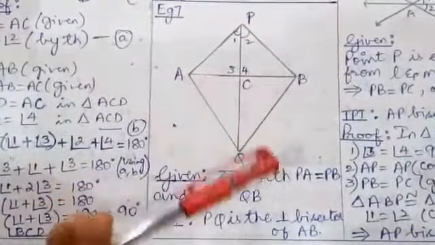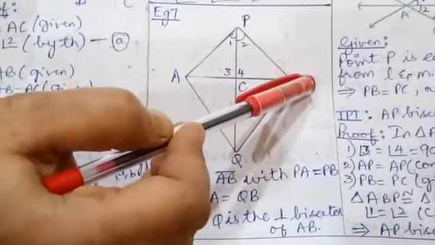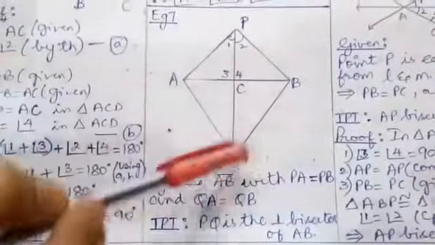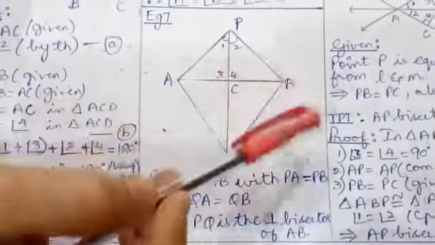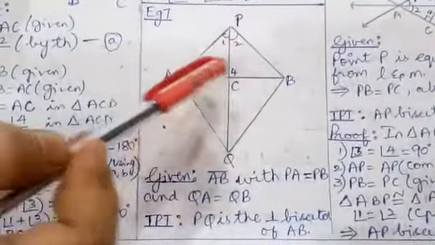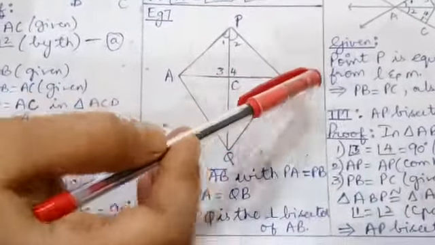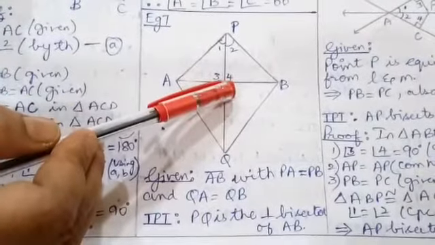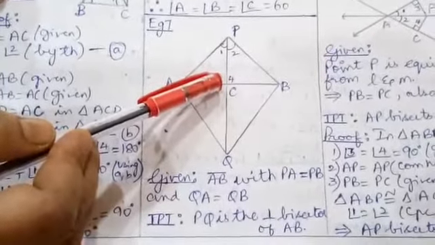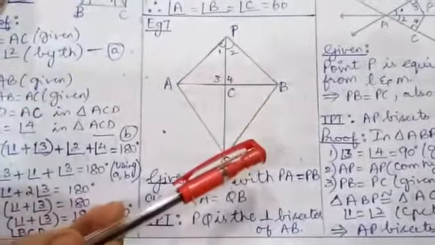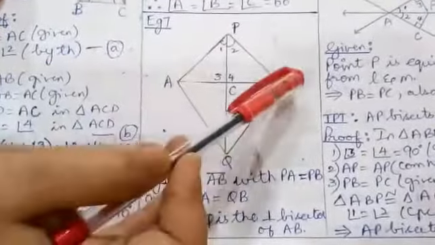Which means we need to prove two things. PQ is perpendicular to AB and also PQ bisects AB. Now where do the line segments PQ and AB meet? At this point C. So we need to prove that angle 3 or angle 4 equals 90 degrees in order to show that PQ is perpendicular to AB.